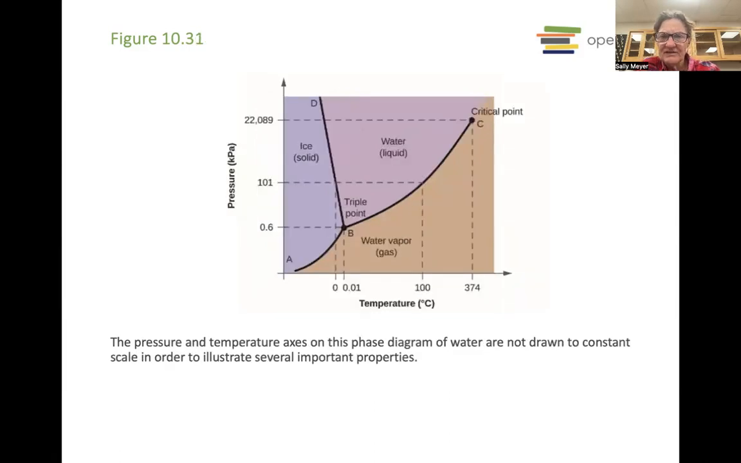It's easier to look at this one and think about it where they actually have temperatures. So with water, if you're at high temperature and low pressure, you're going to have water vapor. You're going to be in that tan region.